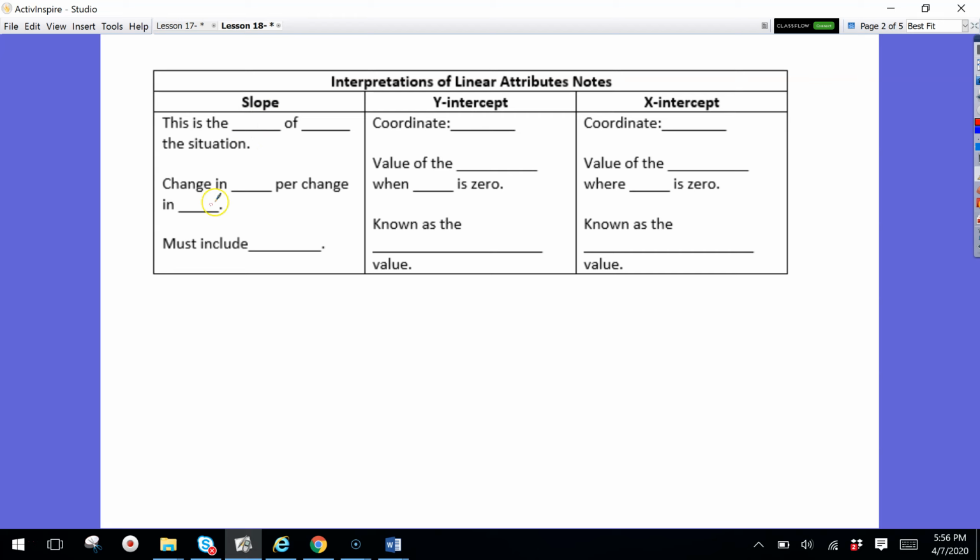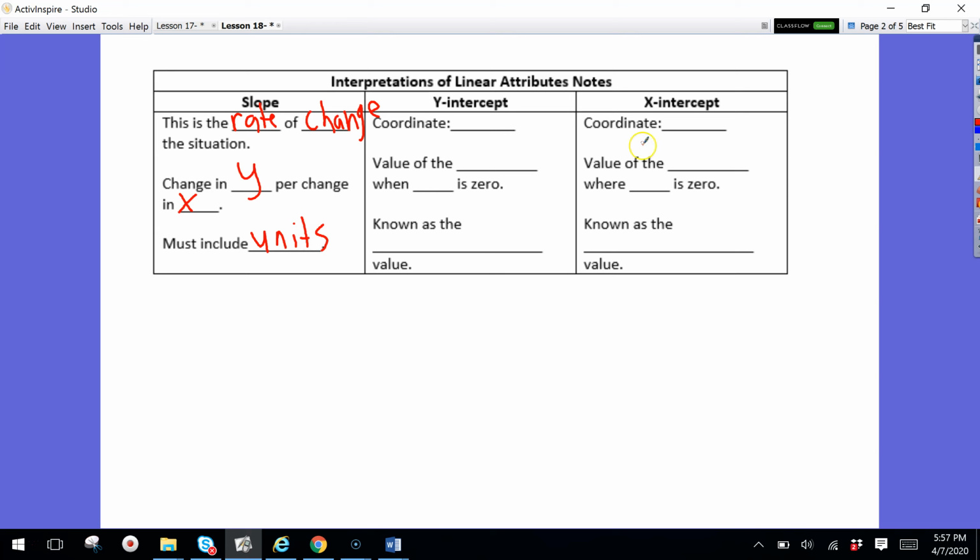Remember that slope is the rate of change of a situation, and it is the change in y over the change in x. We have to include units when we're talking about a real world situation.